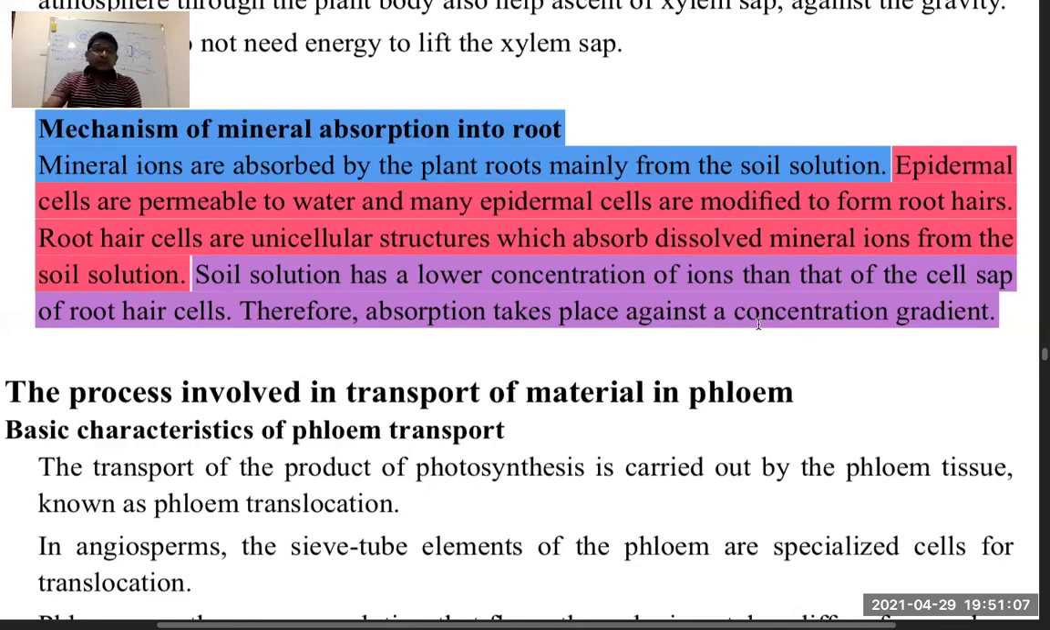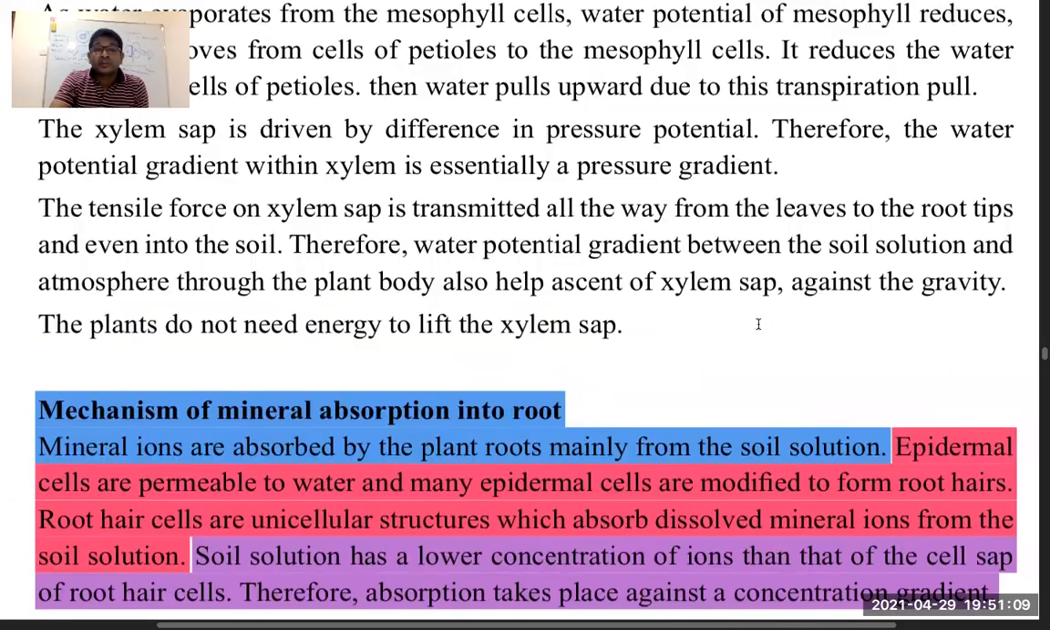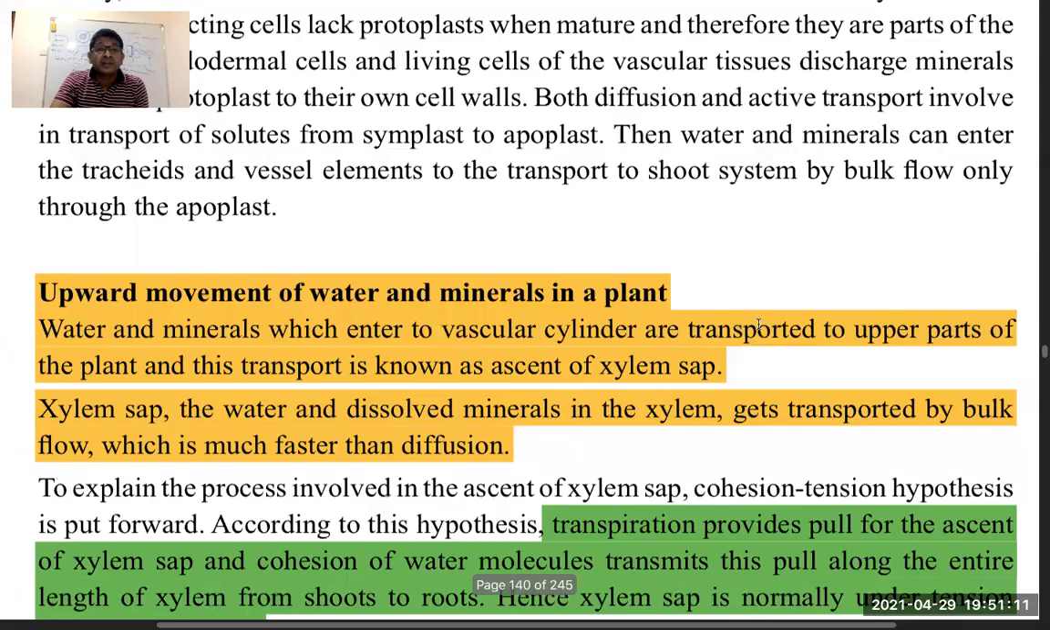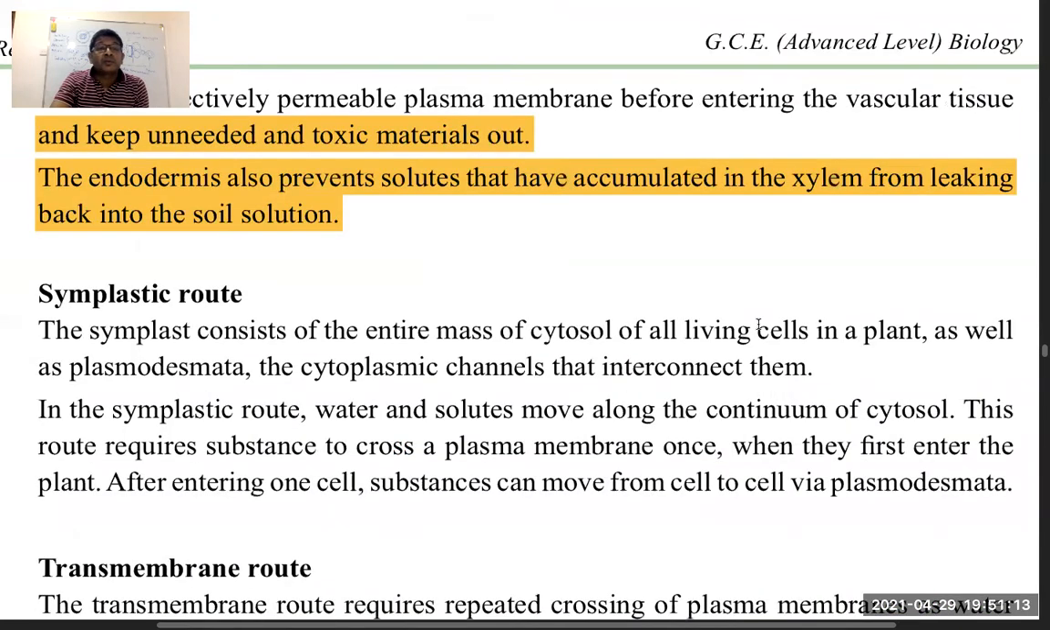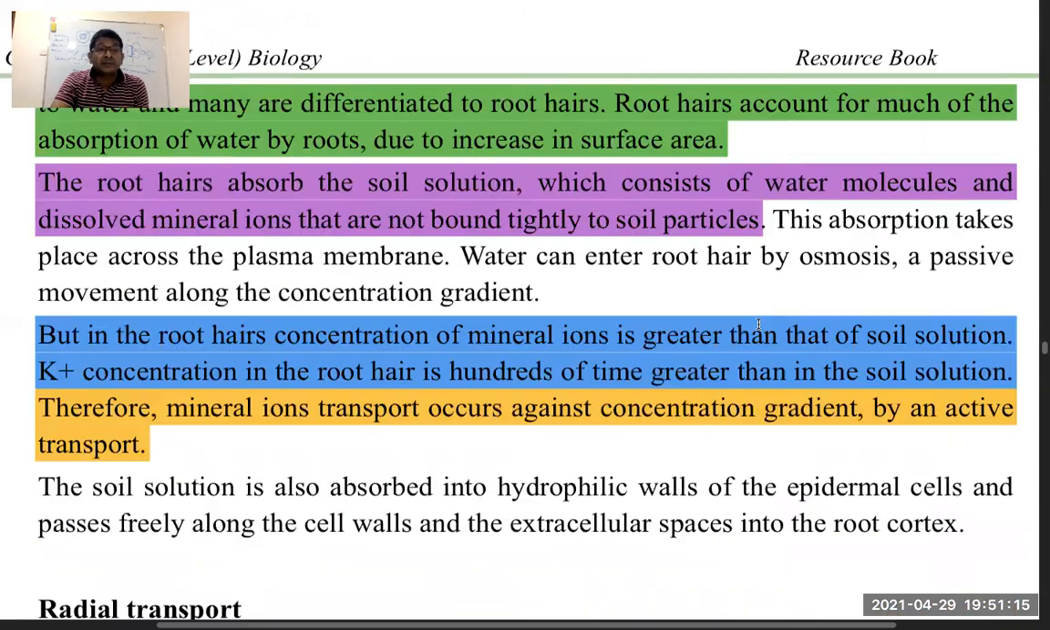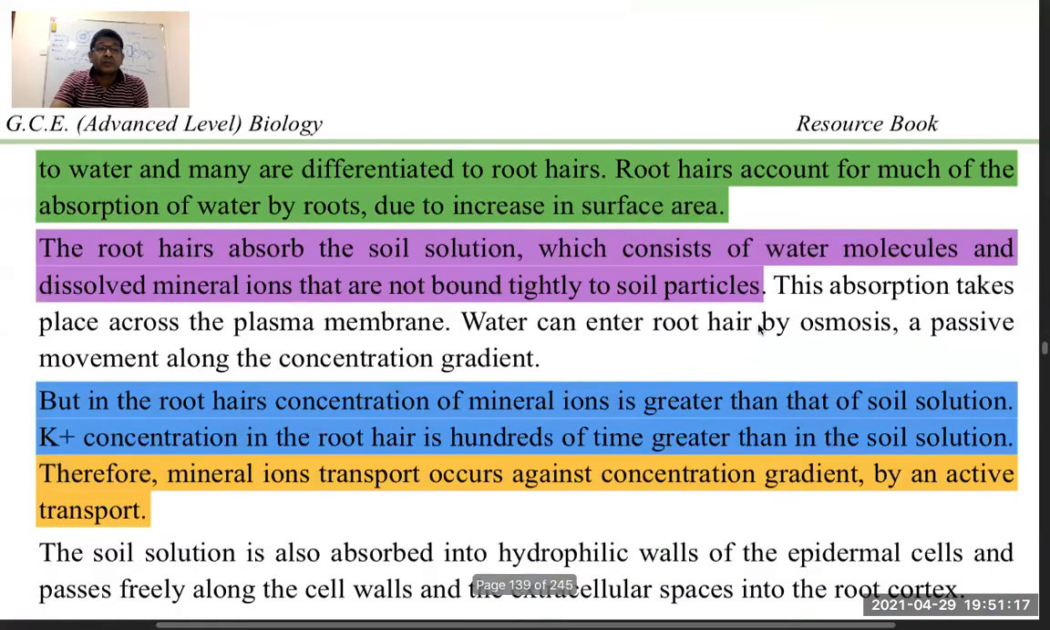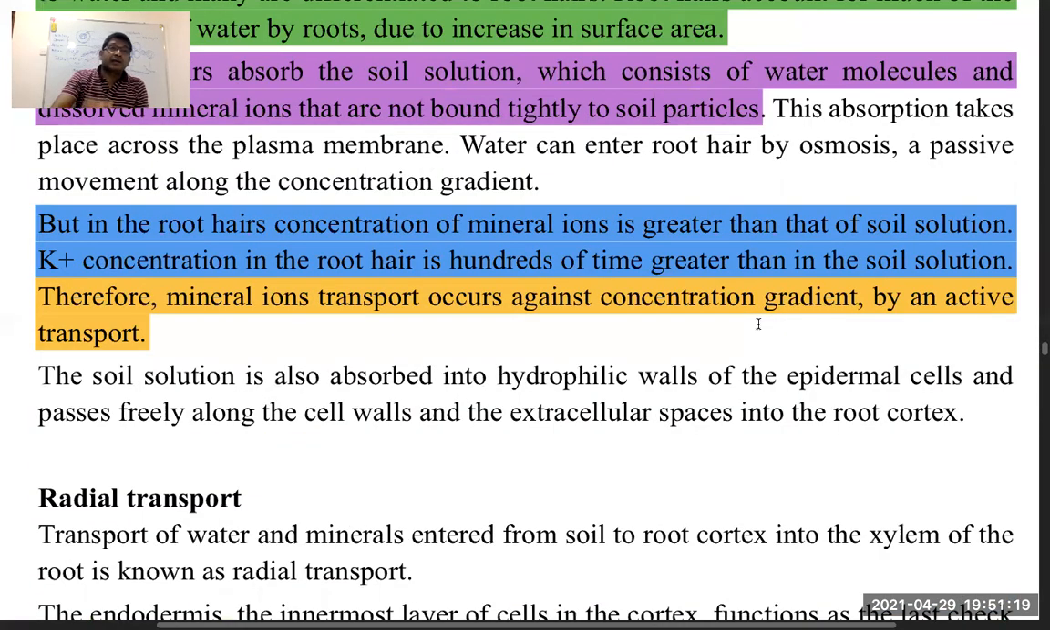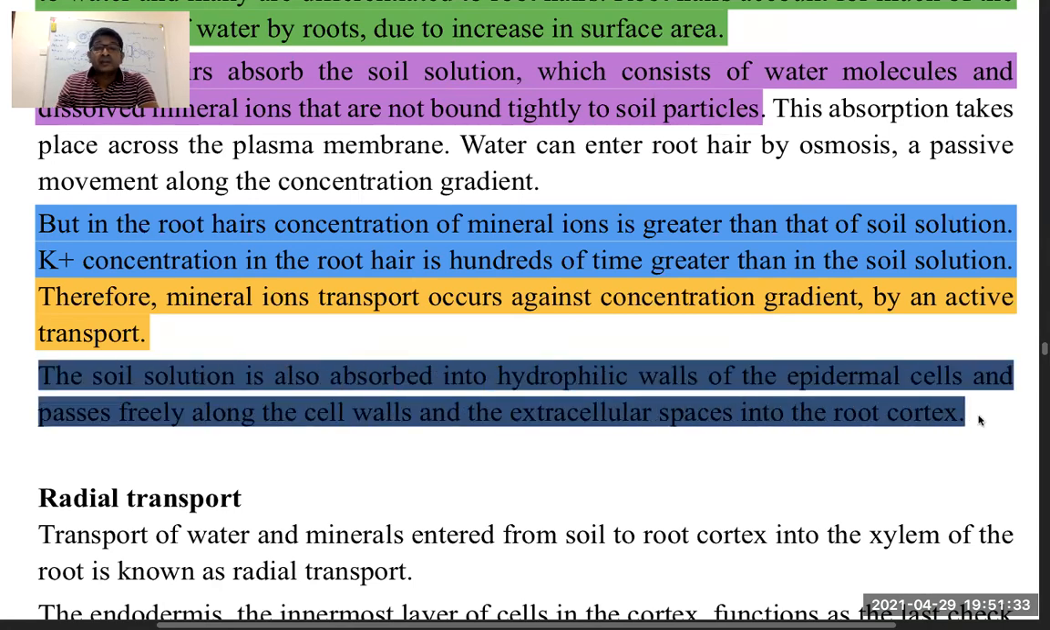Then this is the way of absorption of water and minerals into the root hair cells of the epidermis. Now after absorption, the water and minerals should pass through the cortical cells to the endodermis. Then put a star mark and write down this one.